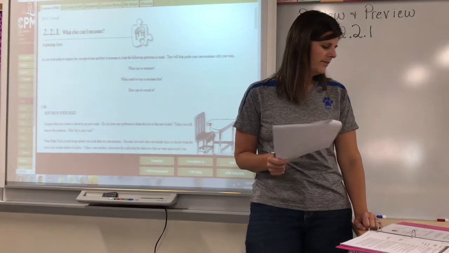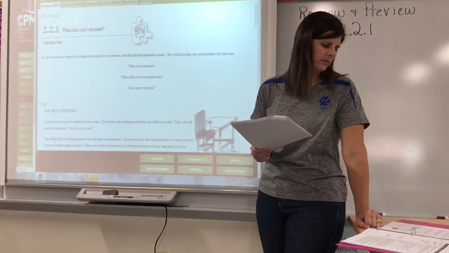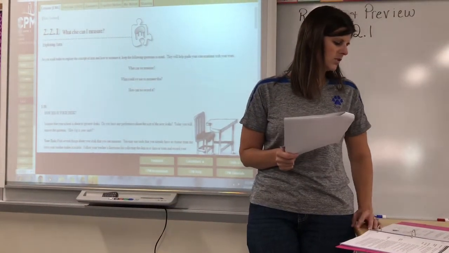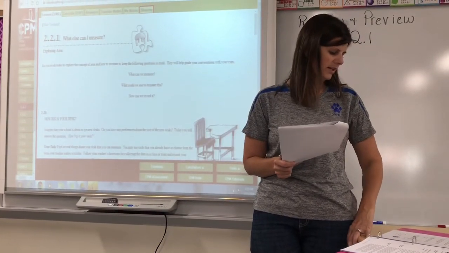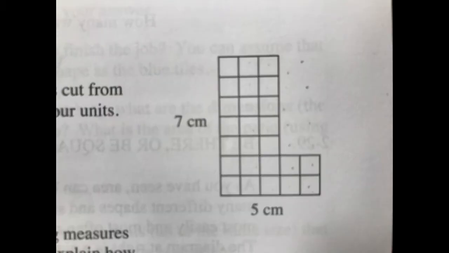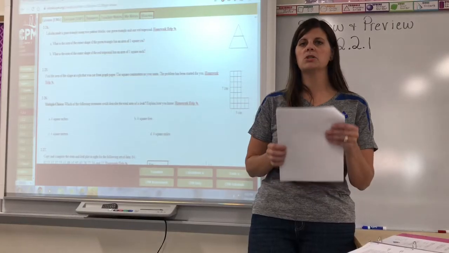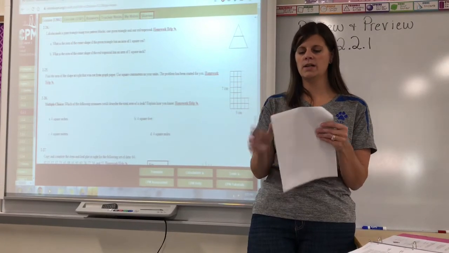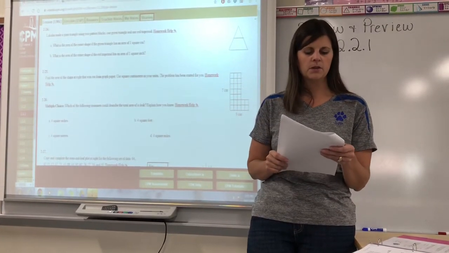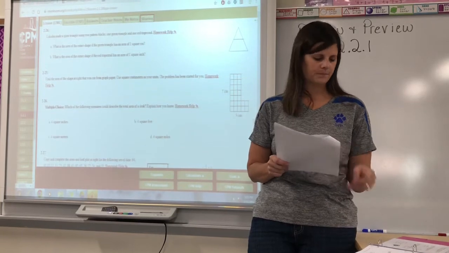For question 25, it says find the area of the shape at right that was cut from graph paper. Use square centimeters as your unit. And if you see, let me get to the figure here. If you see the figure itself, we've got several small squares, and based on what you see, you could certainly go through and count. You could section them off and find separate areas. There are lots of different ways you can come up with that, but just remember, each square is 1 individual square centimeter. So be sure you include that with your label.